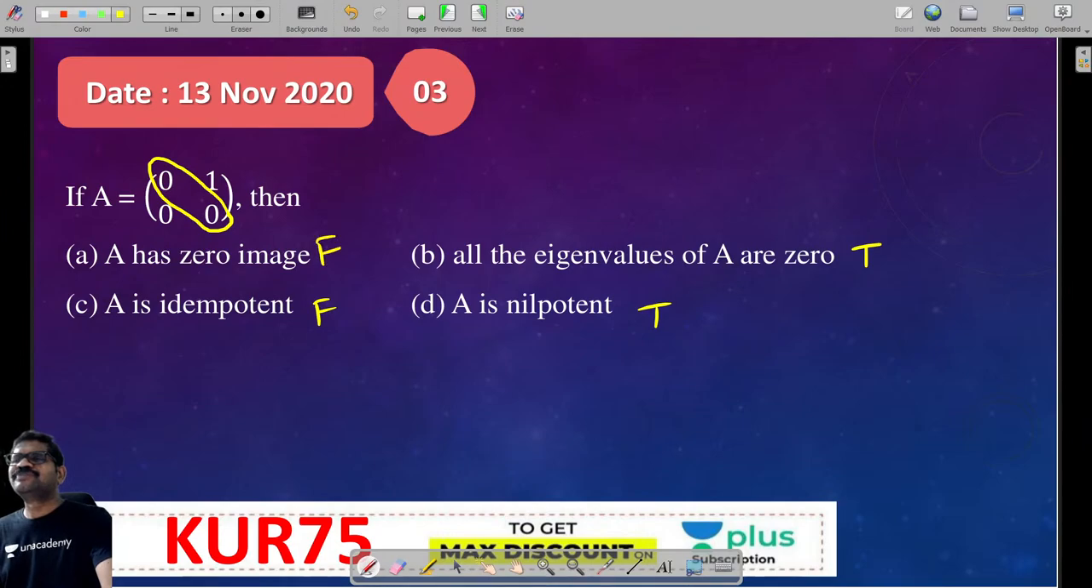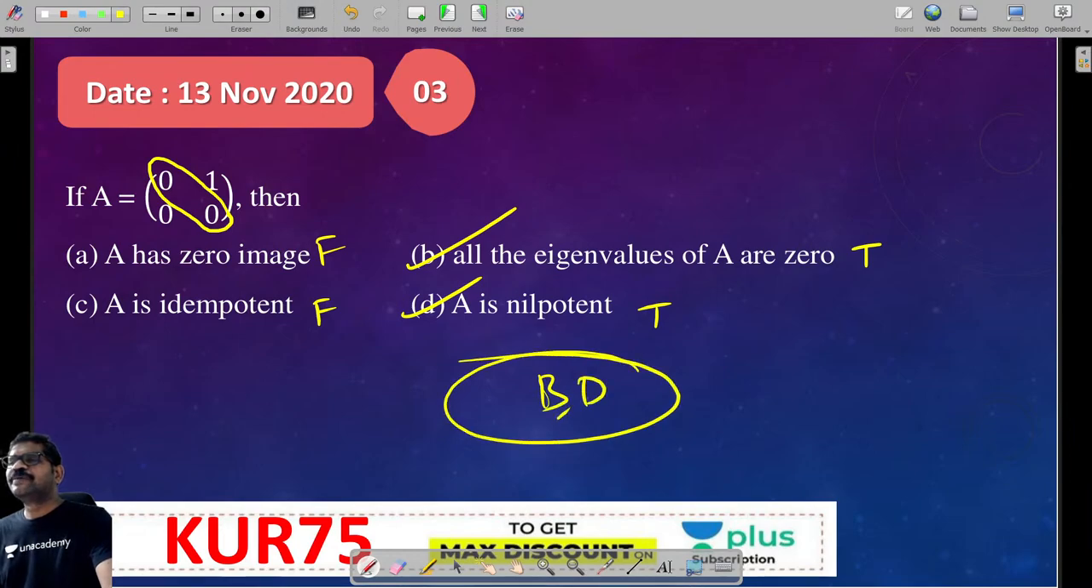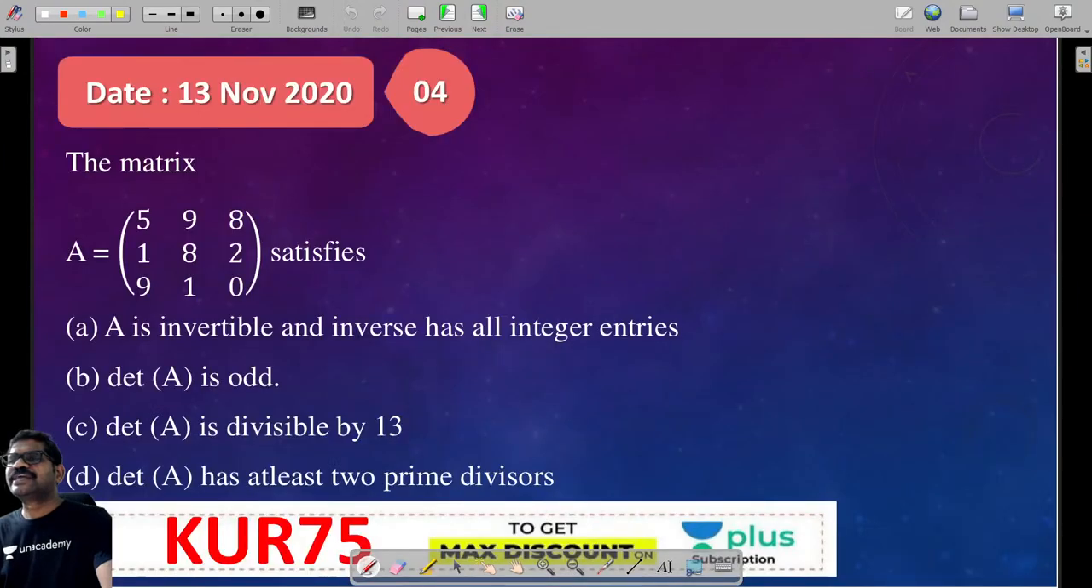A has zero image is false. So, B is true. D is true. Correct answer is B and D. Two options, second and fourth.